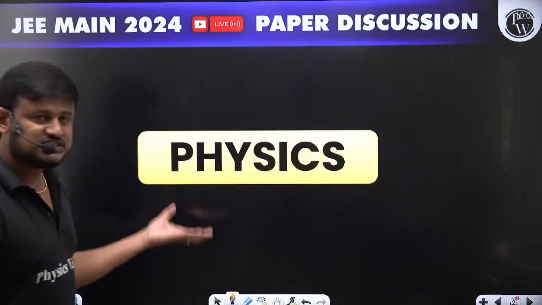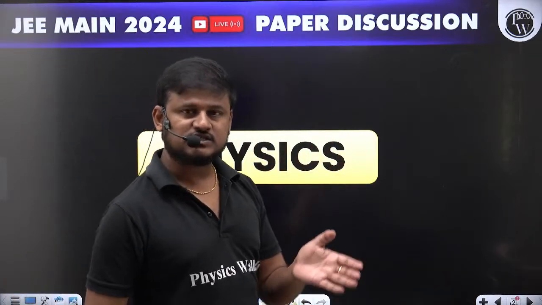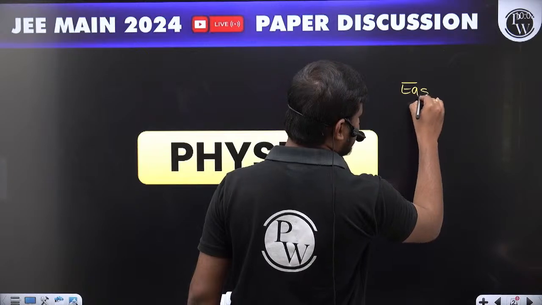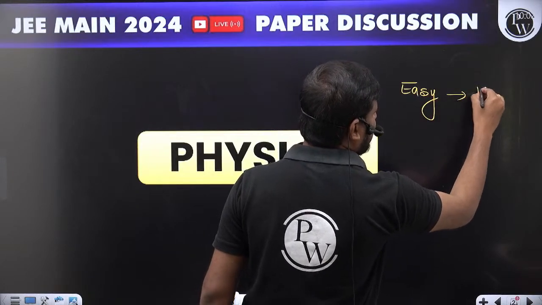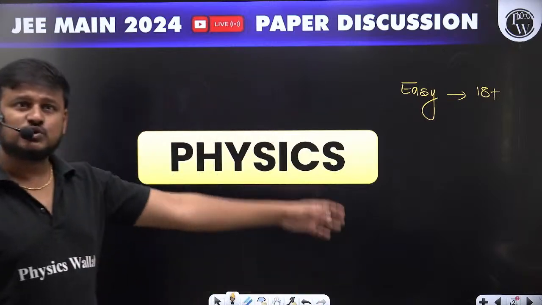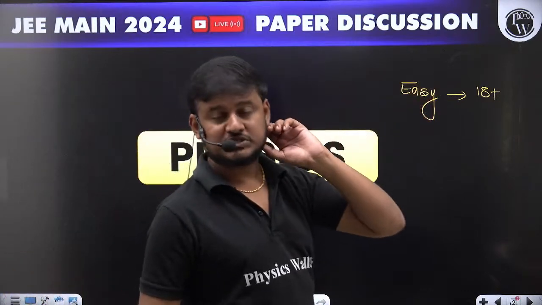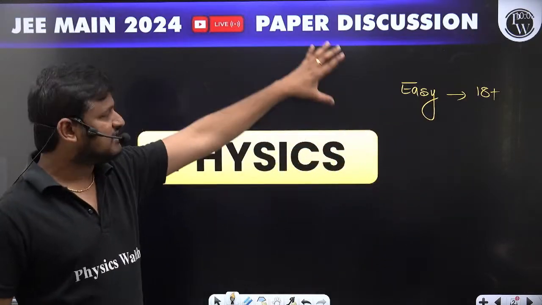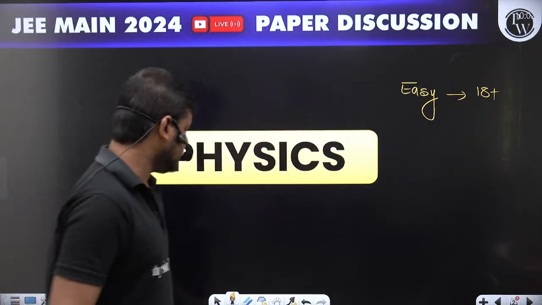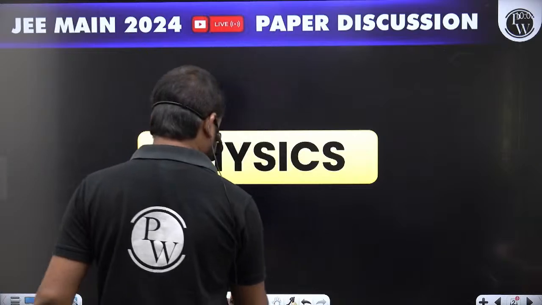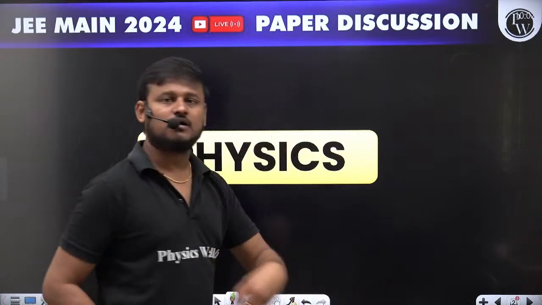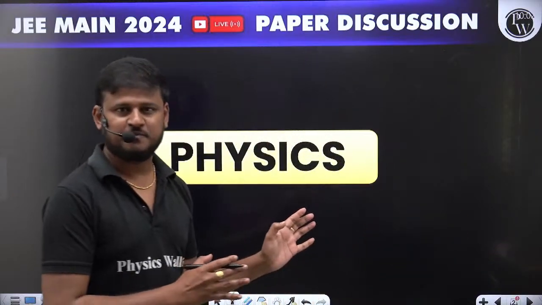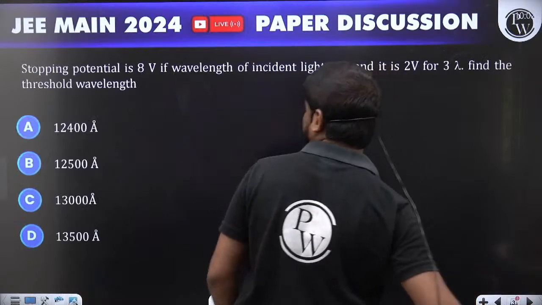Coming to this shift paper, the 31st January shift 1 paper, if we analyze it, most of the questions are easy. Around 18 plus questions are easy. I can consider 3 to 4 questions moderate and 2 to 3 questions difficult. That's it. Overall the paper we can say is easy only. The students who prepared from NCERT, or even up to board level, can attempt this paper. So let's discuss the questions one by one.